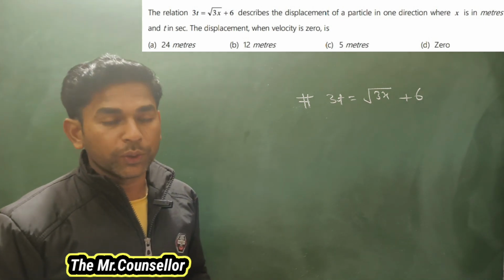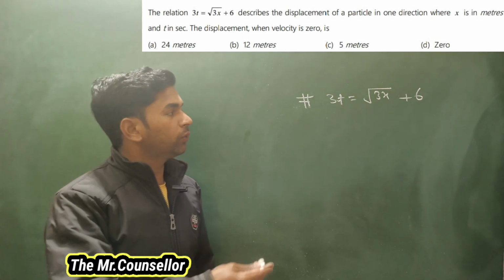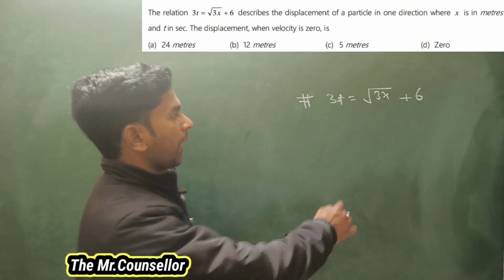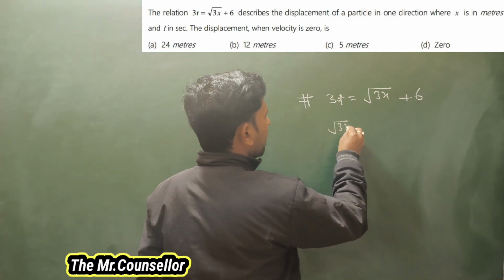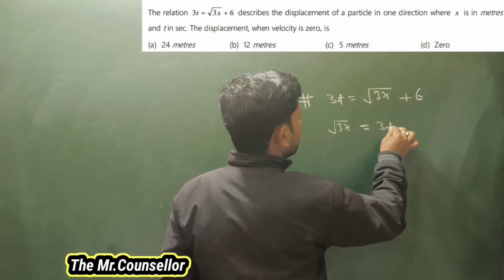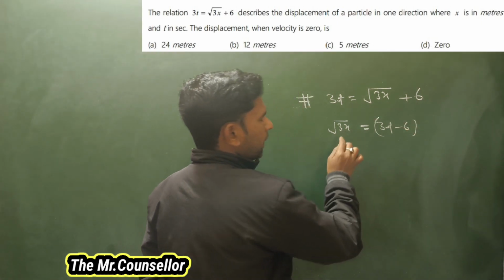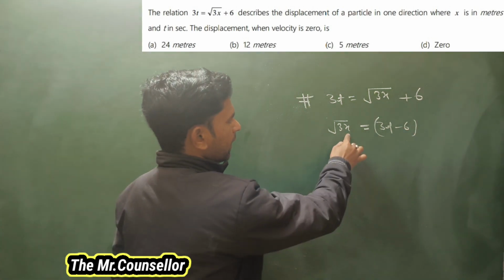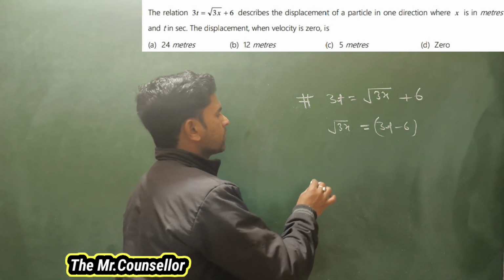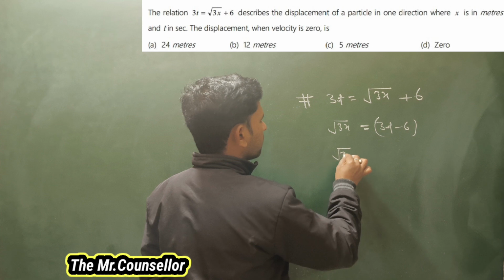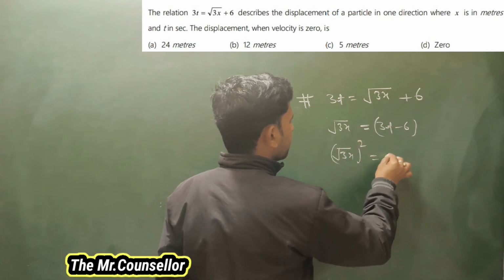So what are we going to do here? First we are going to make a change. We need this x value, so we can write √(3x) = 3t − 6. We need this equation in the form x = something, so we can square both sides. Squaring on both sides. Is it okay?